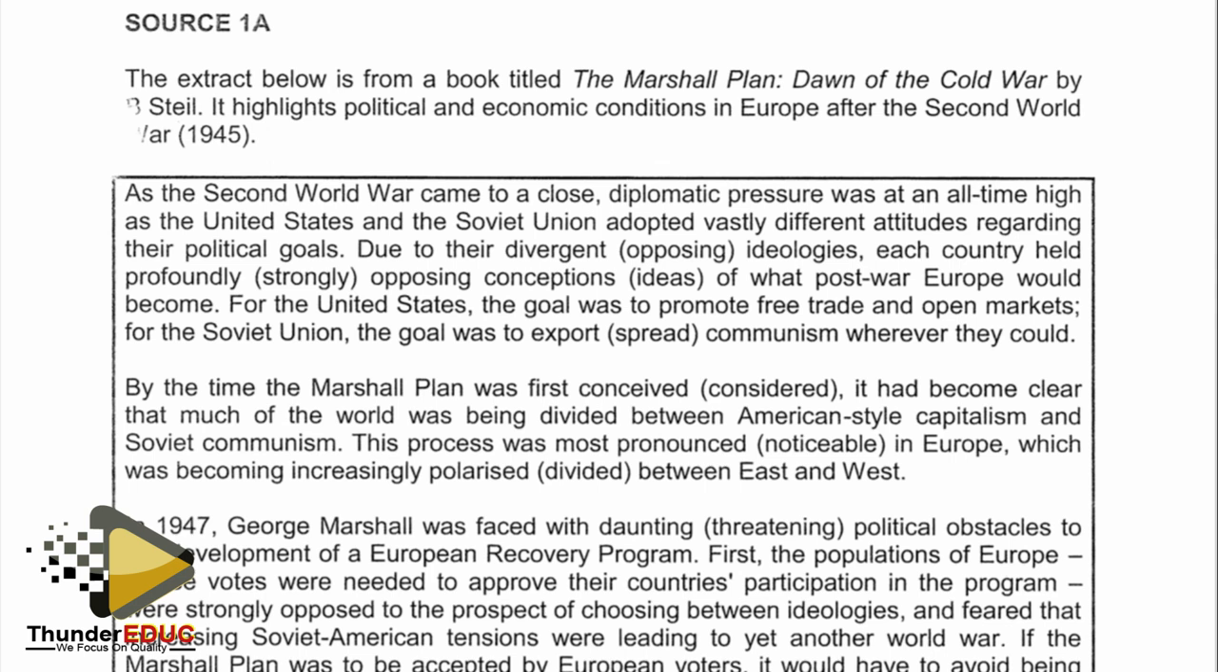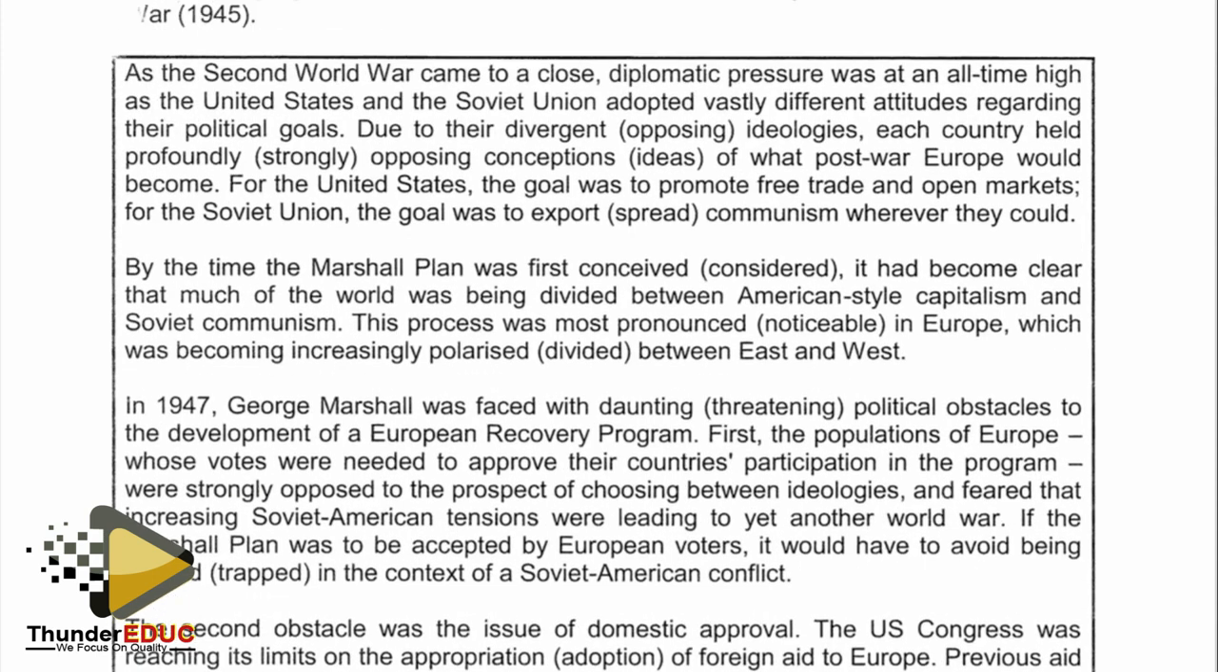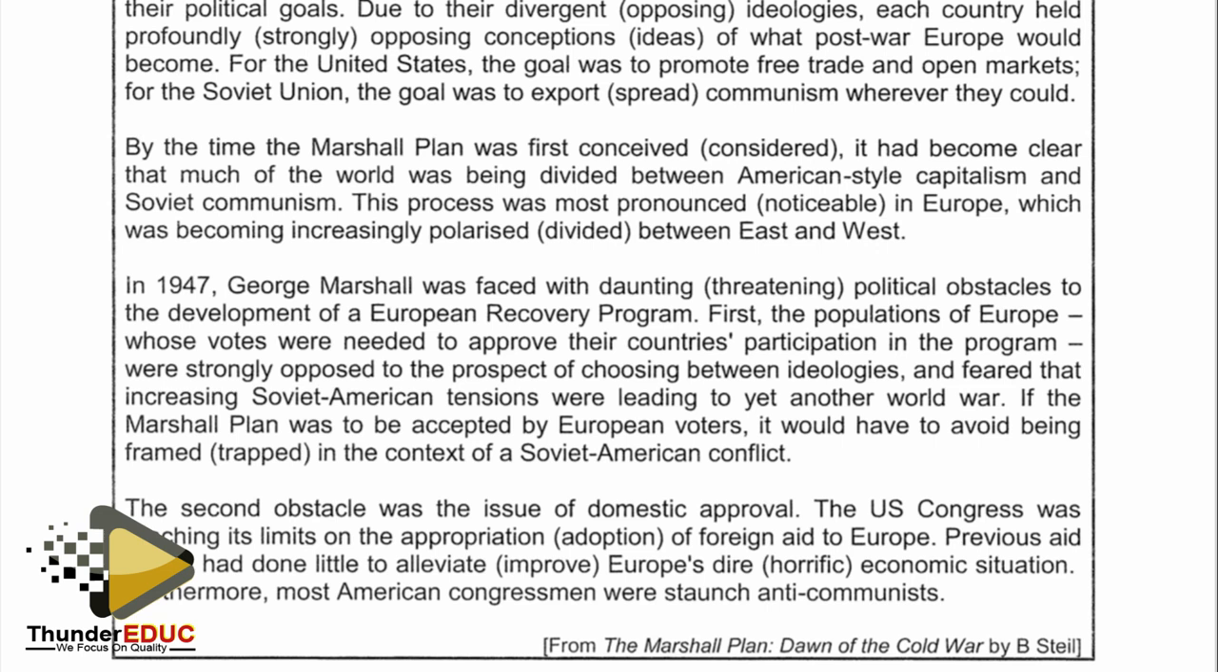Maybe before we answer the questions, we need to be very alert and very familiar with how to interpret mark allocation and to be able to determine the nature of the response that is required by the different questions.